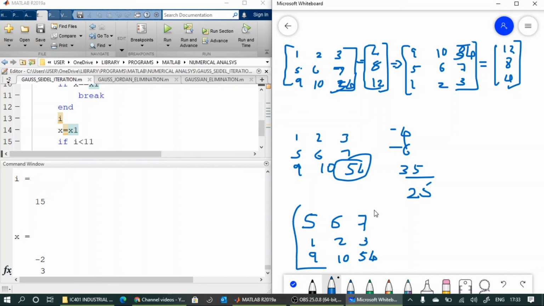5, 6, 7, 1, 2, 3, then 9, 10, 54, times x equal to 8, 4, 2, 1. This is giving a better convergence because 5 is the largest value compared to the previous case. So two things are very important.